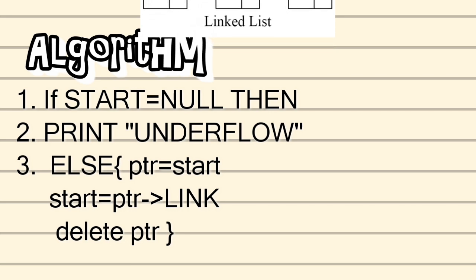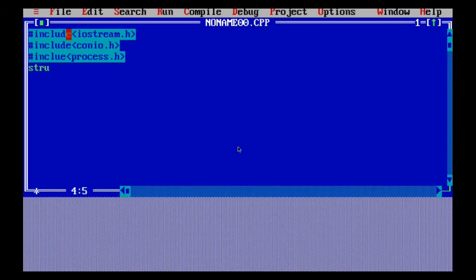Let me know in the comment section what the condition is when there is insertion and we have a full array. Let's start with the program, to make it really clear how we perform deletion in the beginning with the help of a linked list.